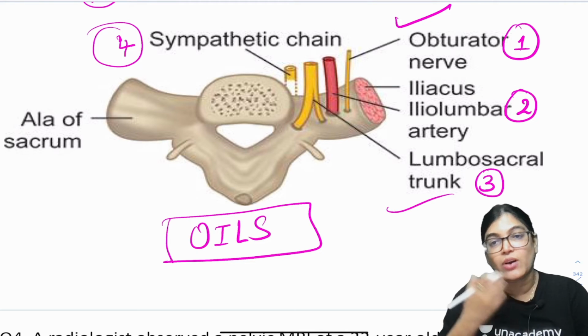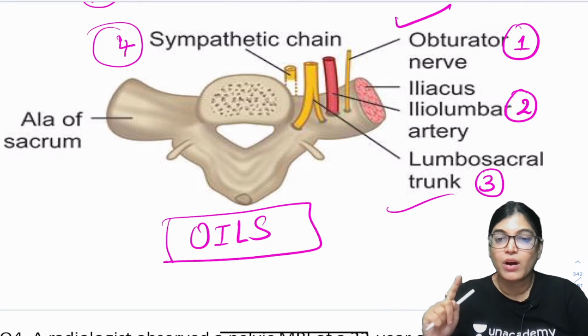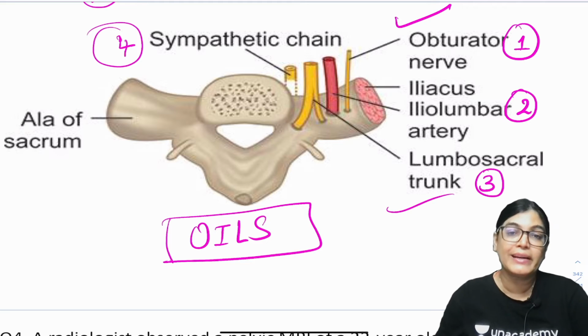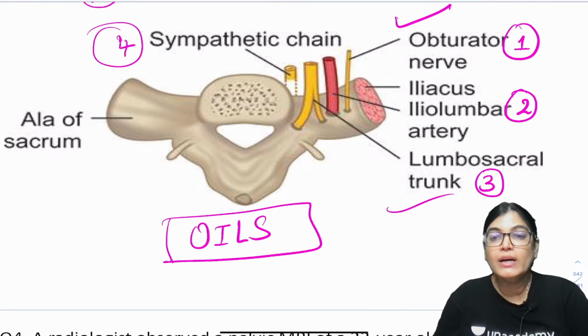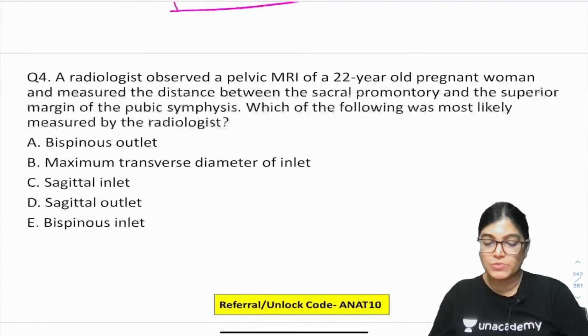So we can say that the obturator nerve or lumbosacral trunk is not lying very close to the uterine vessel. So which structure will we go with? The ureter, which is passing below the uterine vessel. So yes, done with this. Now let's move on to question number 4.